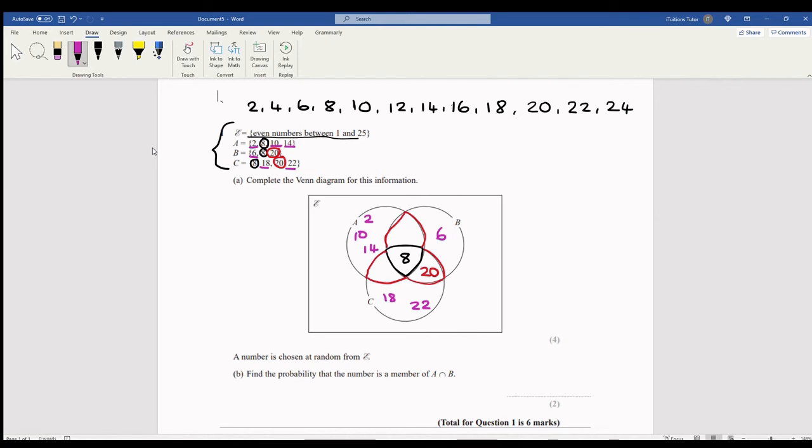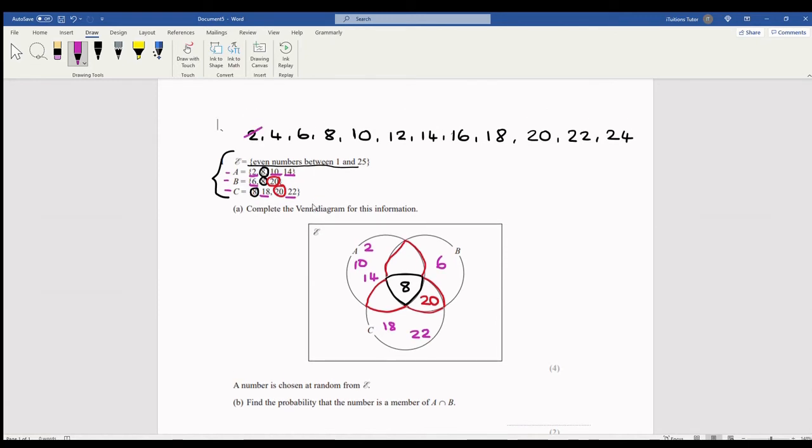On the outside of these circles, we must put any of the numbers that don't appear in set A, B or C. So let's start working with the universal set. 2, 8, 10 and 14 appear in set A. 6, 8 and 20 appear in set B. And 8, 18, 20 and 22 appear in set C. So the numbers that we have left are 4, 12, 16 and 24. And these are the numbers that need to go on the outside of these circles.